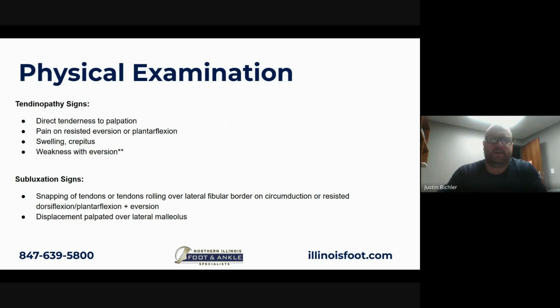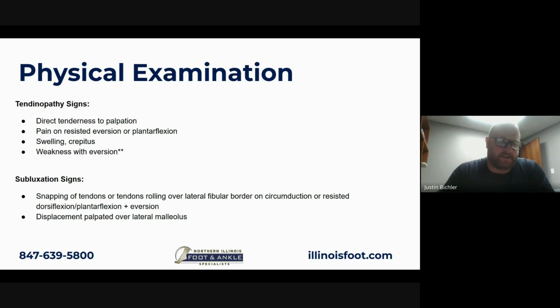Physical examination. Tendinopathy signs, direct tenderness to palpation. That's not unusual to subluxation either. Pain with resisted eversion or plantar flexion. Sometimes you see weakness, especially in cases of tearing or chronic attenuation where the tendons stretch out. Otherwise swelling, crepitus. Crepitus maybe not so much, but swelling often, kind of around the lateral ankle, which can be intermittent.